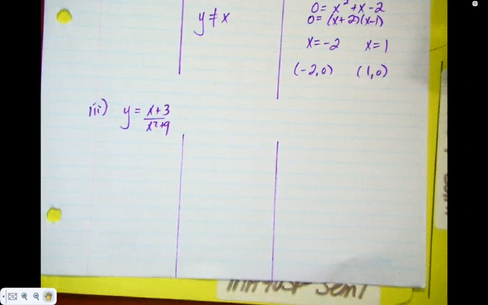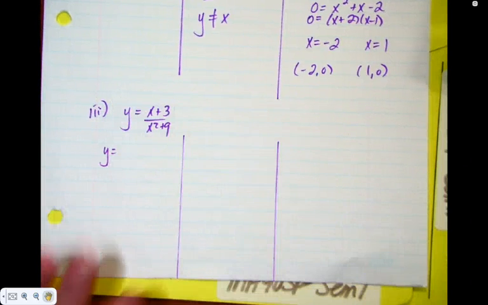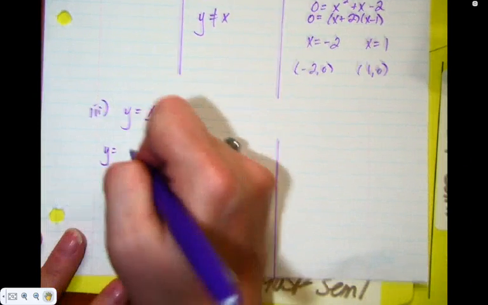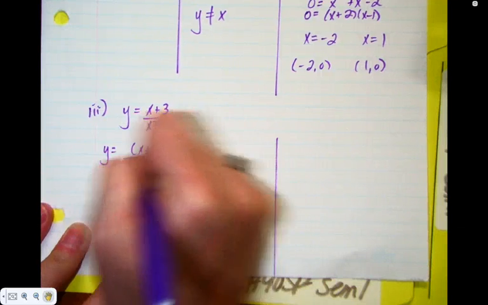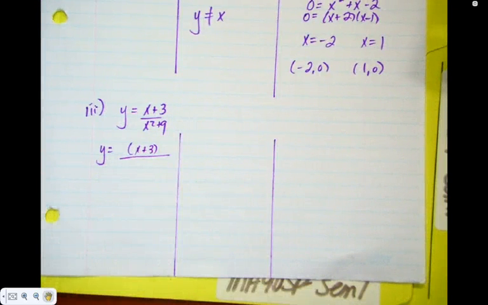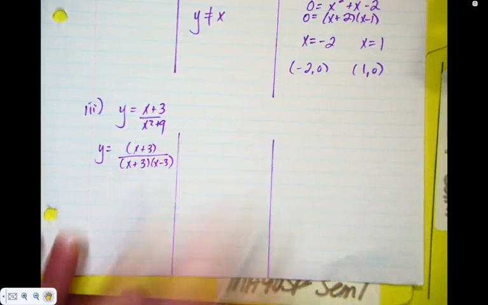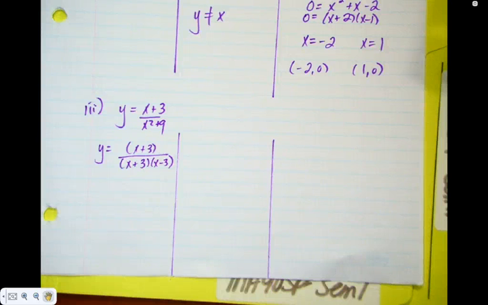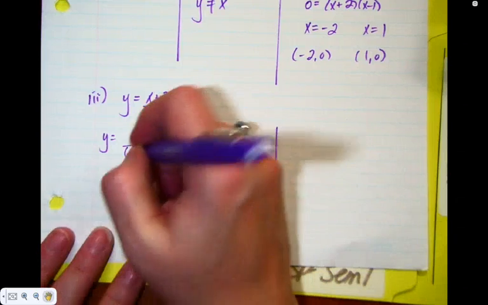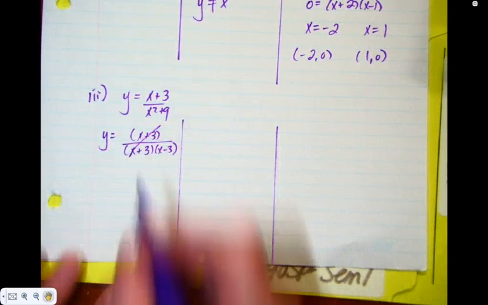Vertical asymptotes and holes. What is step number 1? Yeah, so factor everything that you can. Can we factor the numerator? Can we factor the denominator? Yes. Does anything cancel? What does that tell us about x plus 3?